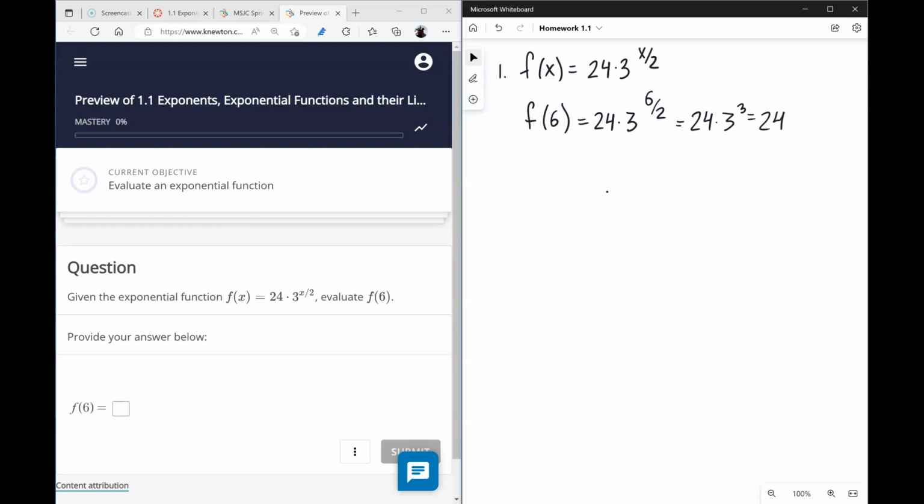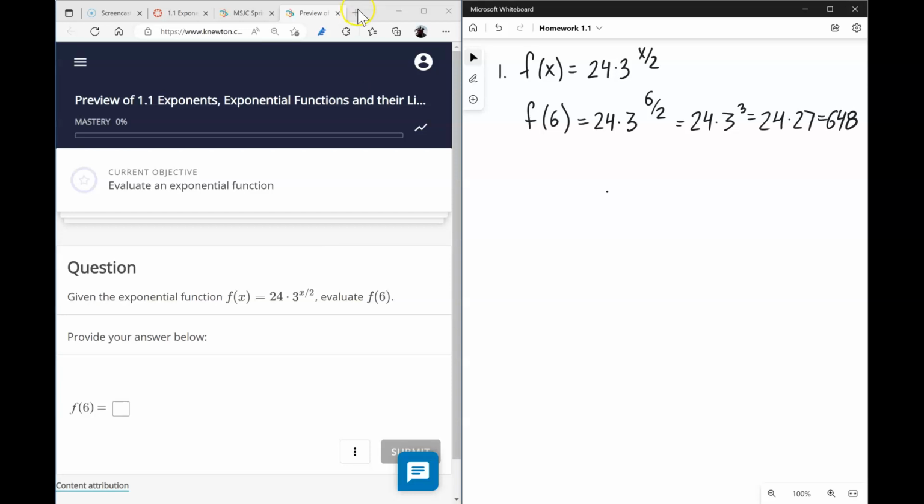So in this case, we replace x with 6, and we carefully calculate the expression. So 24 times 27, we can grab a calculator here, or we can always just type this in any browser and it should compute it. So 24 times 27 is 648.